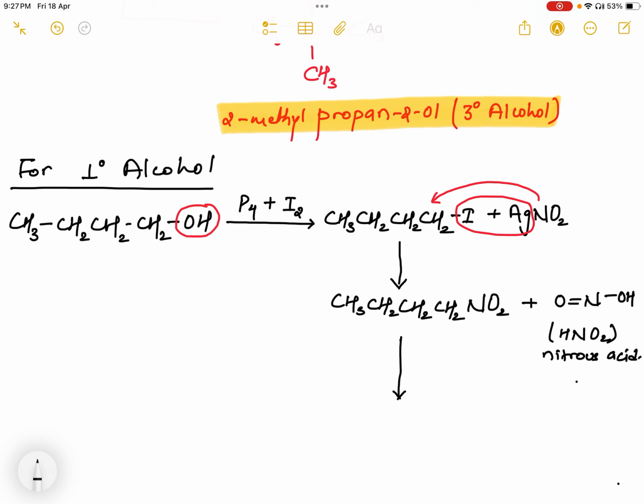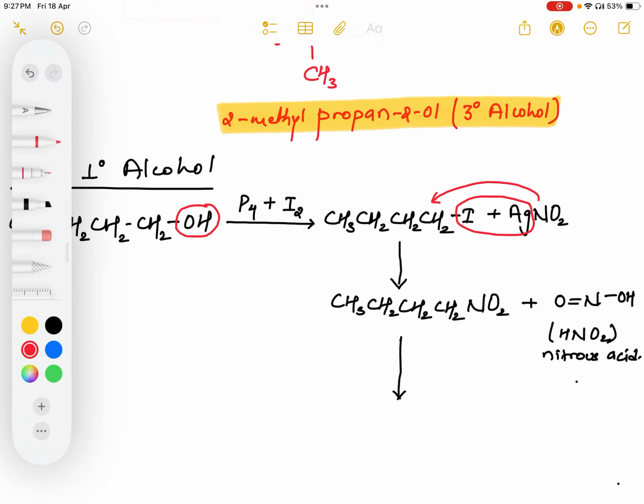So what exactly will happen in this place is this double bond O will be taking away the two hydrogen from the primary carbon. Just beside this NO2 group we have this carbon, and the carbon contains two hydrogen. So this oxygen will be taking away these two hydrogen in order to liberate H2O. So H2O will come out.